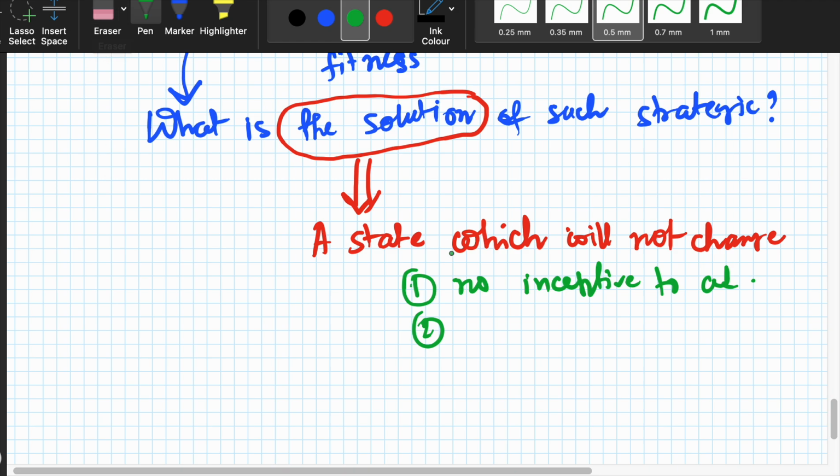Now what do I mean by not change? In the case where my strategy is determined by the bar, what do you mean by change? So here, what does it mean by state?